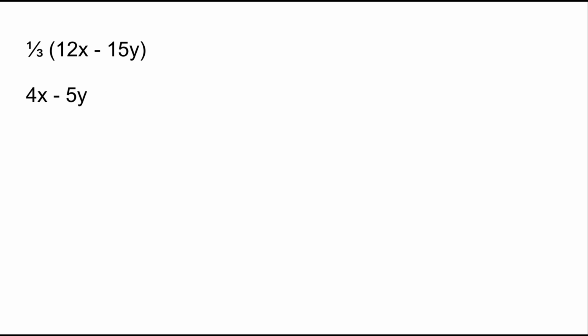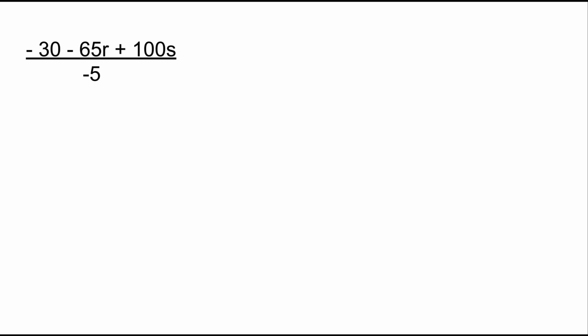Great job. Okay, we have a little division, so we are just going to do one term at a time. So first we're going to do negative 30 divided by negative 5, which is 6. Then we're going to do negative 65r divided by negative 5, which gives us a positive 13r. And then 100s, and it's positive, divided by negative 5, which is a total of negative 20s. Super job. Let's keep going.